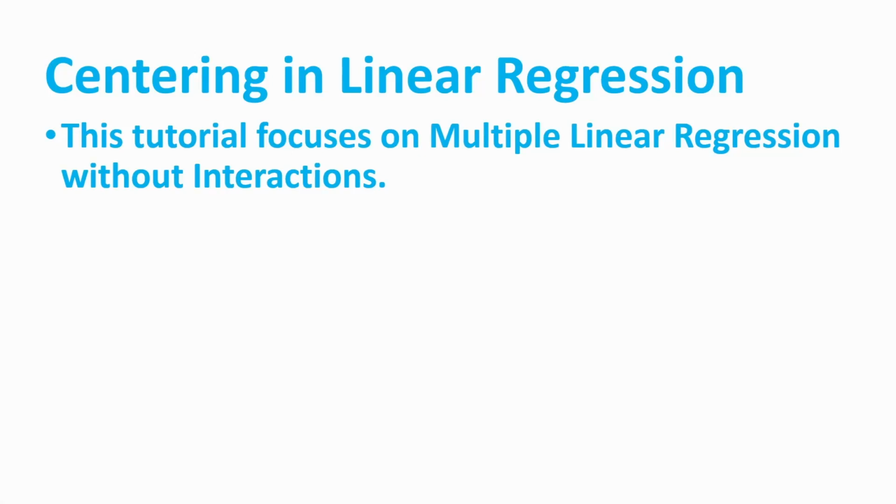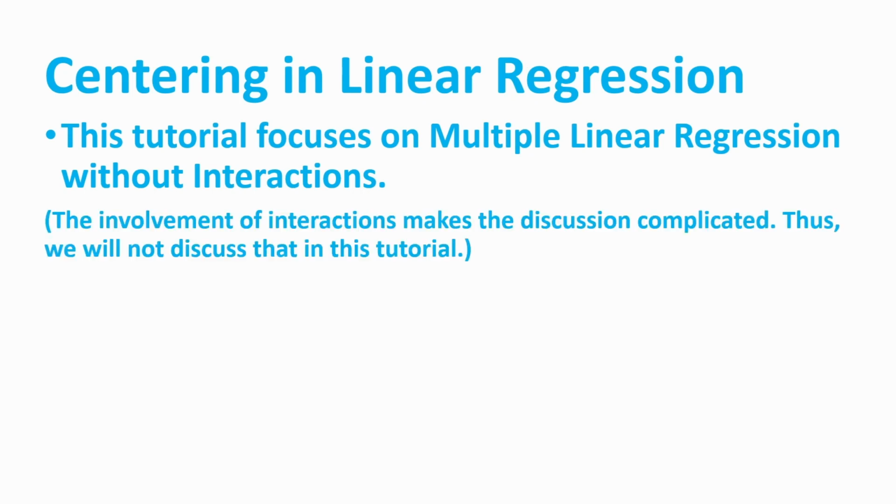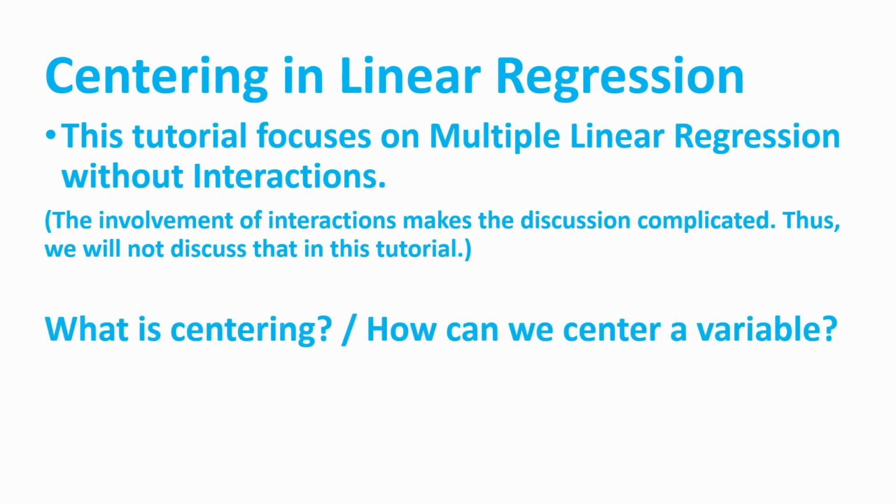This tutorial is about centering in linear regression. I'm going to focus only on multiple linear regression without interactions. The reason is that the involvement of interactions makes the discussion complicated, so I'm not going to discuss that in this tutorial. So what is centering and how can we do that? It's very simple actually. You just put all the numbers minus their mean.